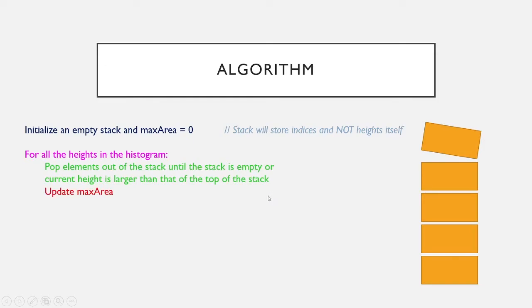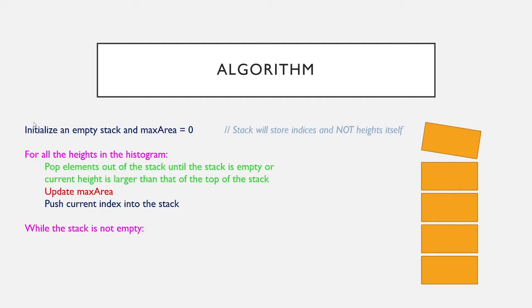And then once you do that, you keep on popping the elements and you do the calculation while they pop. The calculation is you update the max area using the formula that I had mentioned before, which is height times width, and then you push the current index into the stack. By that what I mean is that the stack is going to be in such a way that you're going to have all the values inside the stack in ascending order.